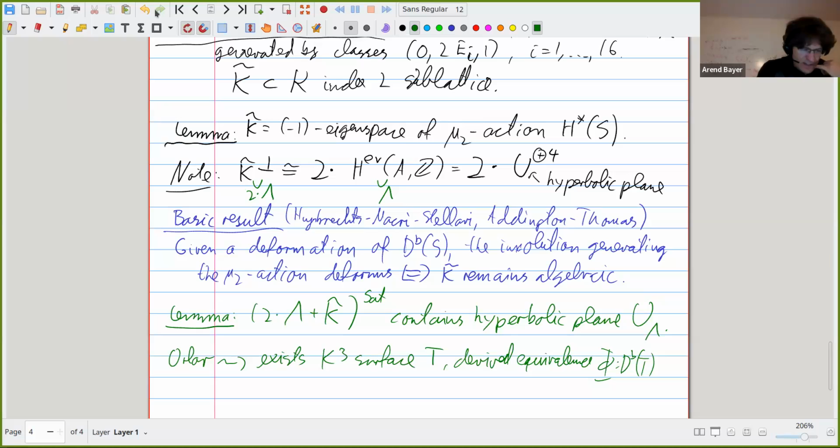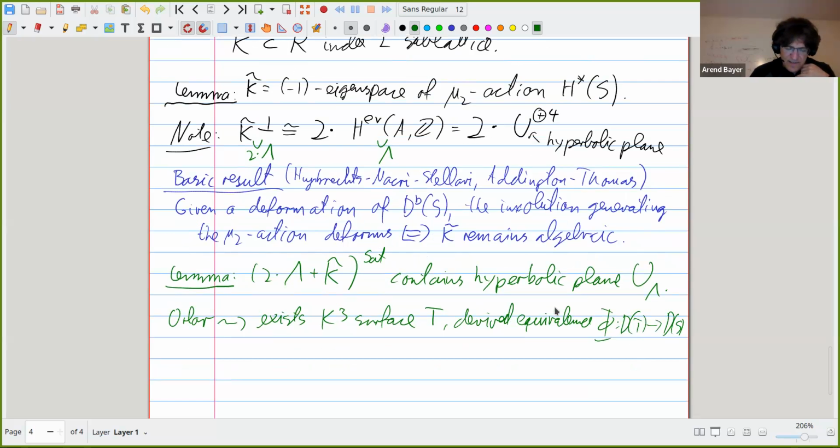Sorry, I want to just write D on it. D of T to D of S with the property that if I push forward the standard hyperbolic plane in the algebraic cohomology of T, namely just H0 of T direct sum H4 of T, then this gets sent isomorphically to U lambda.